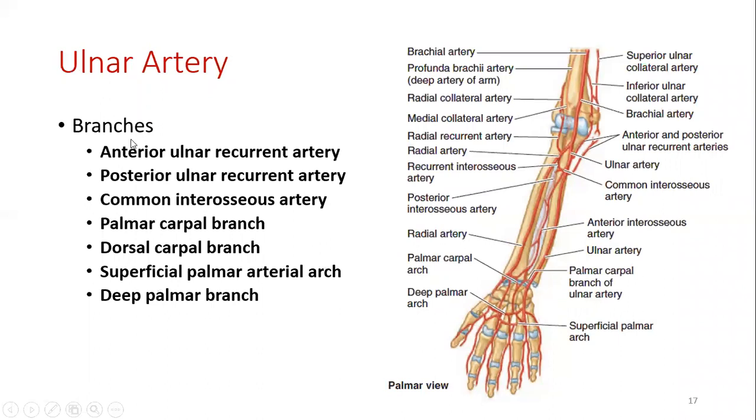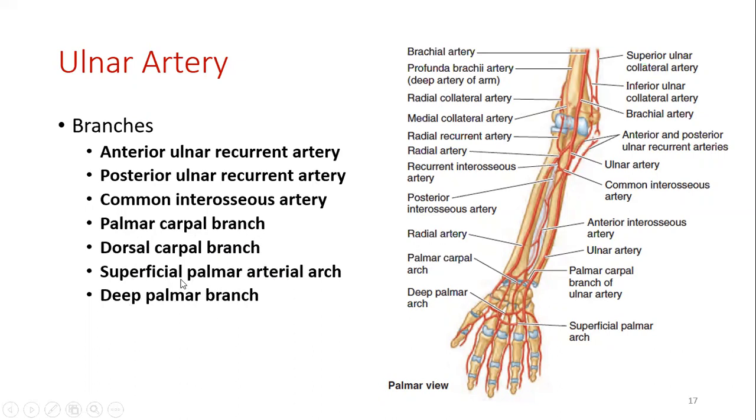And then for your ulnar artery, so your ulnar artery for the anastomosis around the elbow, it gave off your anterior ulnar recurrent, your posterior ulnar recurrent, and your common interosseous artery. And remember, they're anastomosing with branches from your brachial artery for the anastomosis around the elbow. Versus the branches for your hand are your palmar carpal branch, your dorsal carpal branch, your superficial palmar arterial arch, and your deep palmar branch.